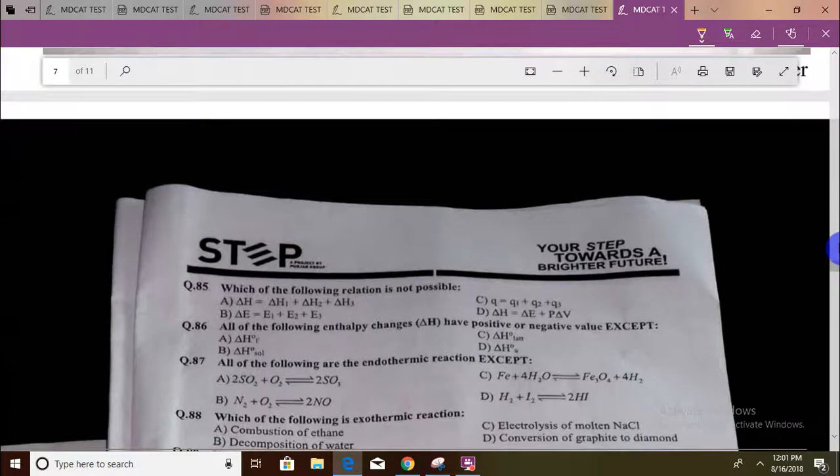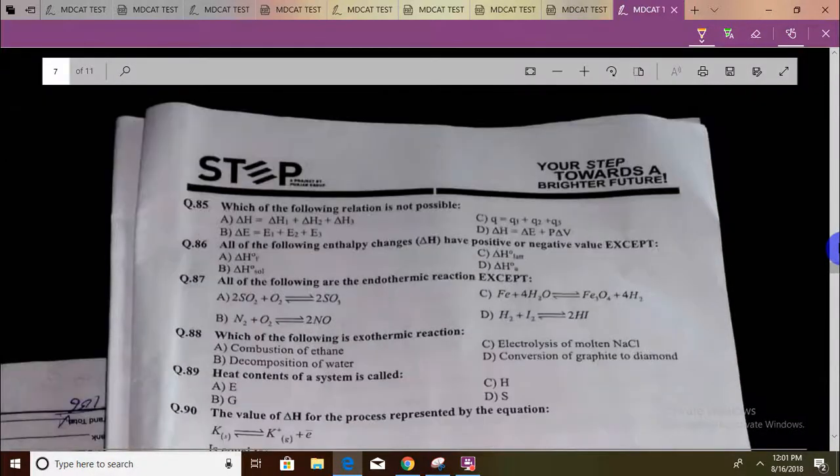So which of the following relations is not possible? Delta E is E1 plus E2 plus E3. Delta H is delta H1 plus delta H2 plus delta H3. Whereas delta H is equal to delta E plus P delta V. And the other one is Q is equal to Q1 plus Q2 plus Q3.